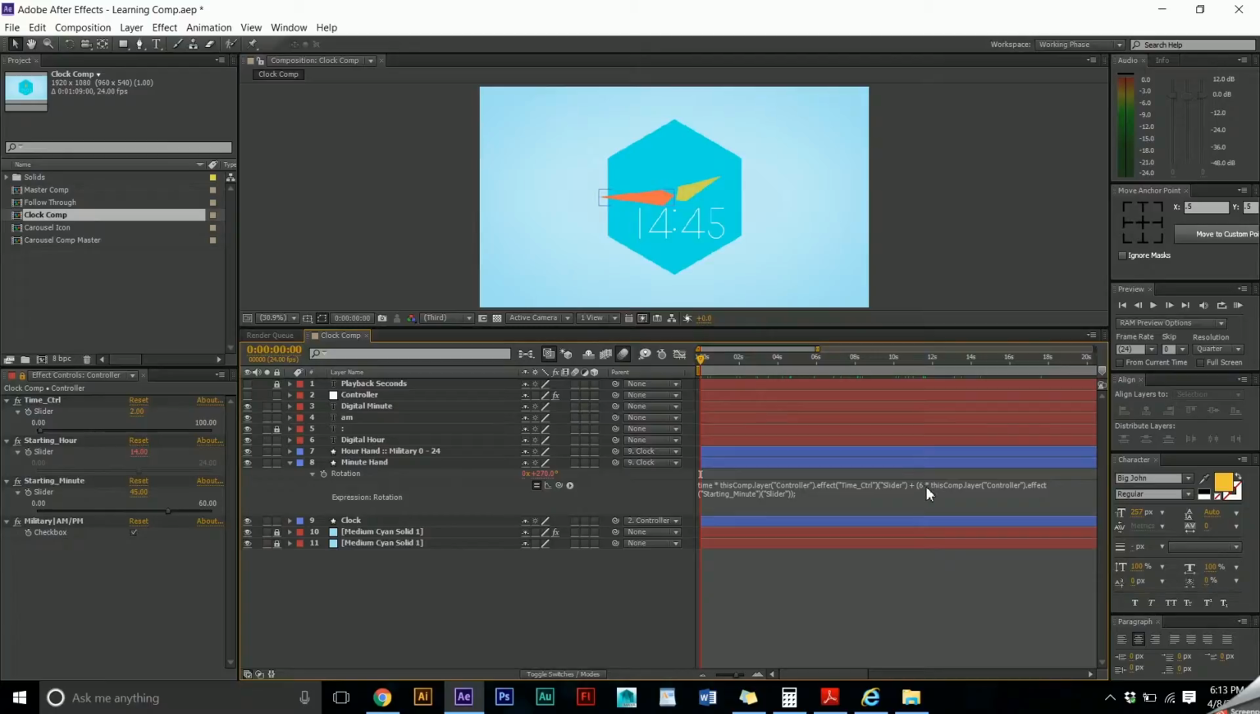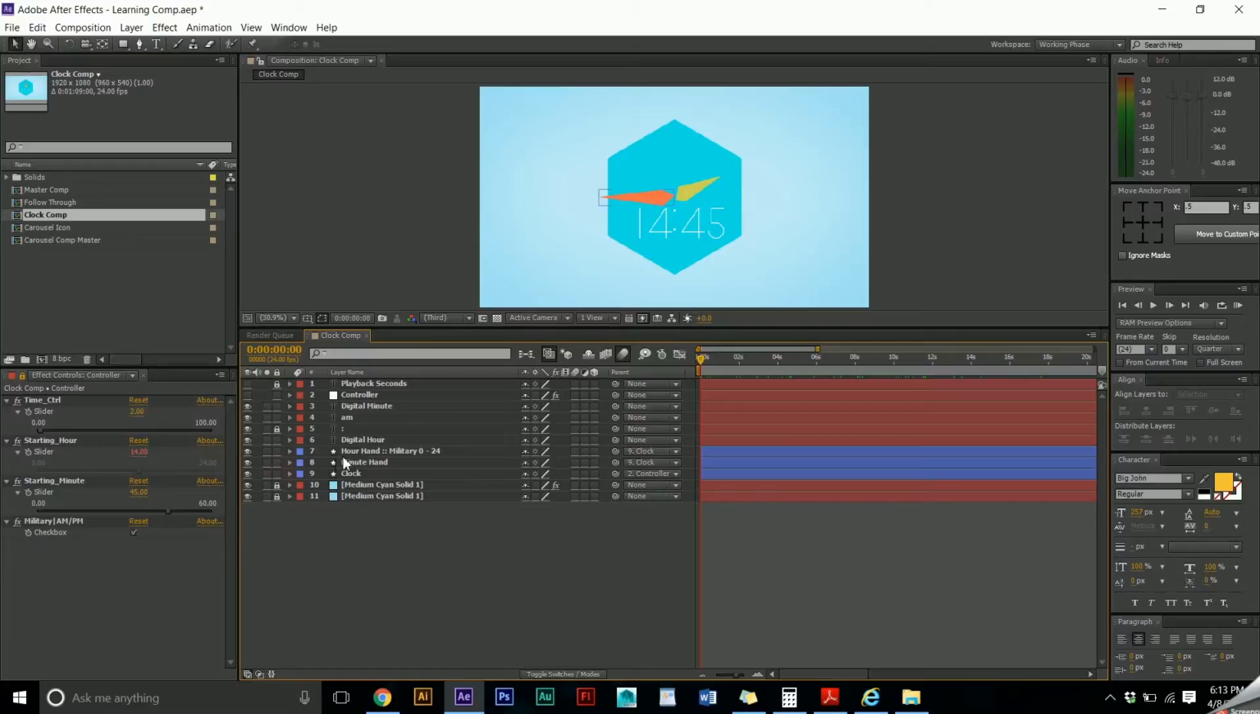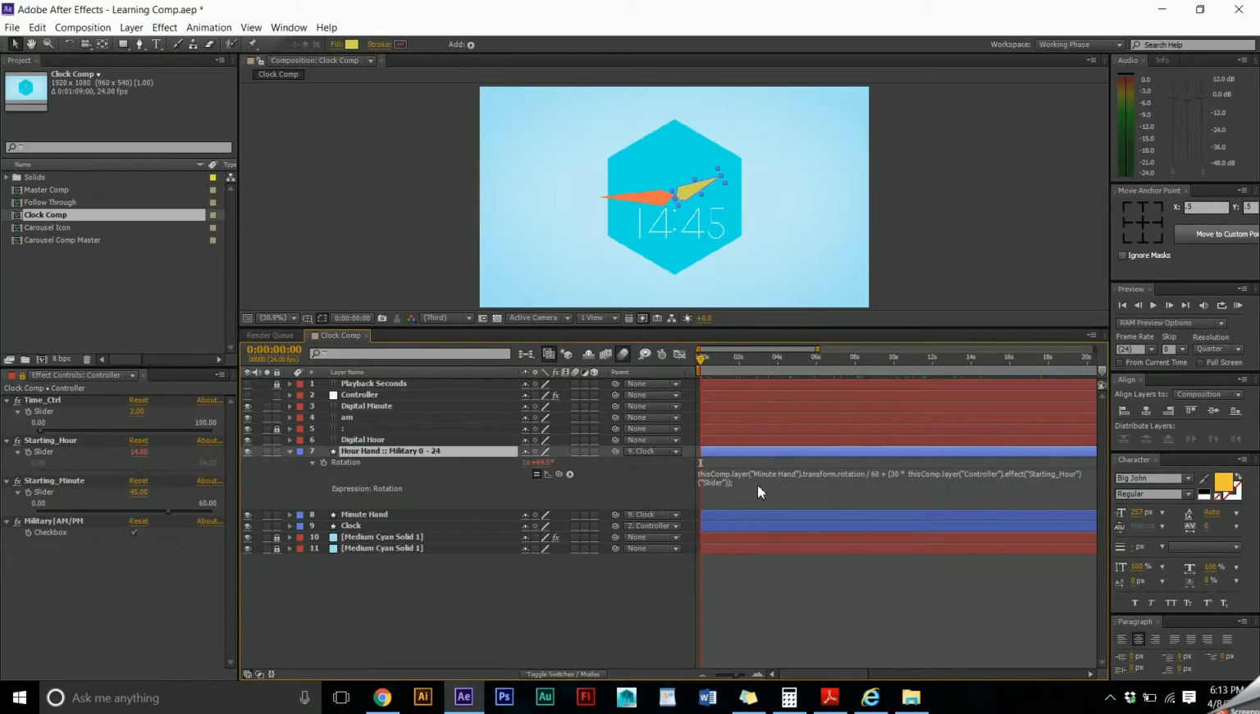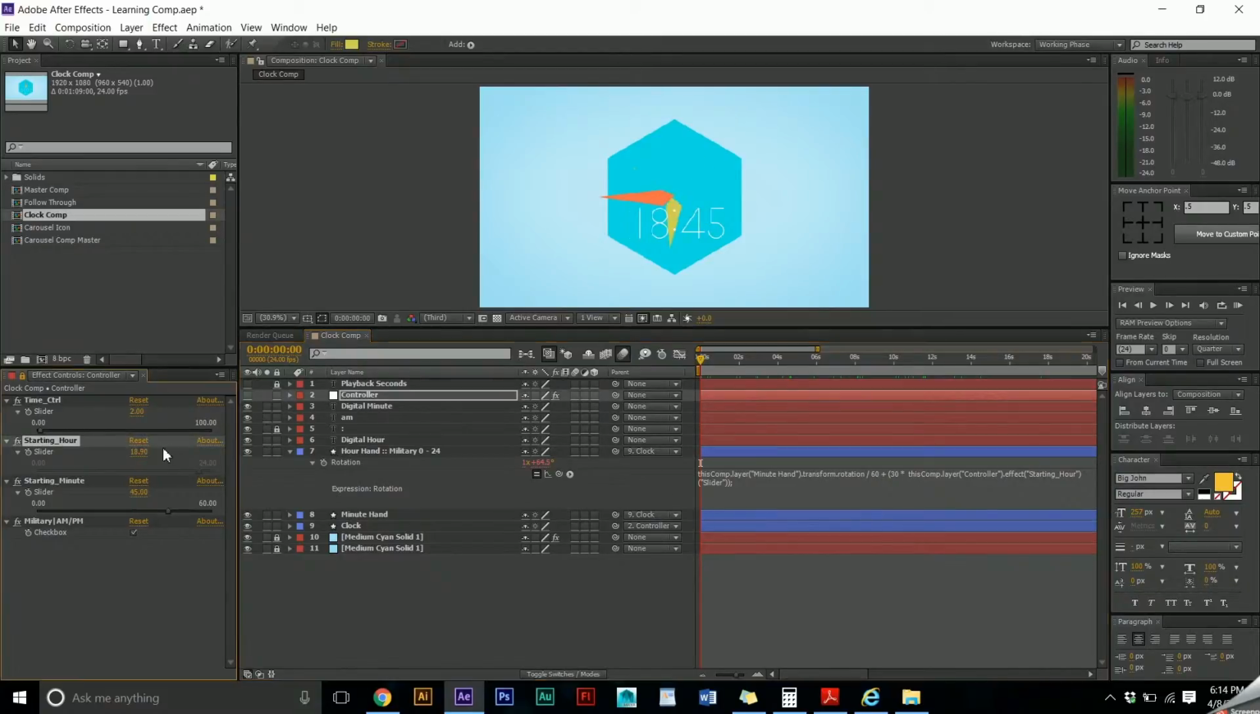And then that's times 6 because it's in degrees. I'm working in rotation, so there's 60 minutes, and 360 divided by 60 is 6. That just gives us the minutes more precisely. Then I went up and I did this hour hand. And the hour hand is pretty similar. I just call on the rotation of the minute hand, divided by 60, and then I do plus 30 for the starting hour. And there we go.